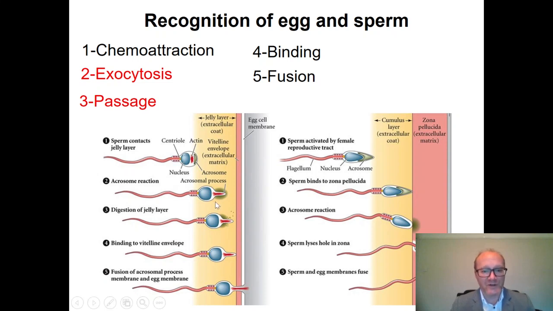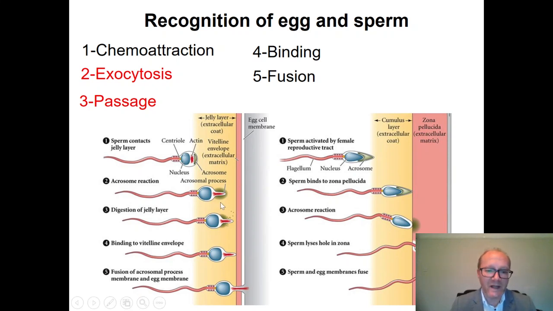In the process of exocytosis, we have the production of what is called an acrosomal process. So there is a protrusion out of the head of the sperm. And this happens when we have the acrosomal reaction. Okay? The acrosomal reaction happens around the jelly layer. Similarly, the acrosomal reaction was happening around the cumulus in the mammalian egg.